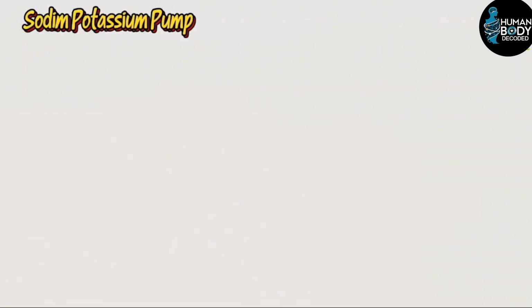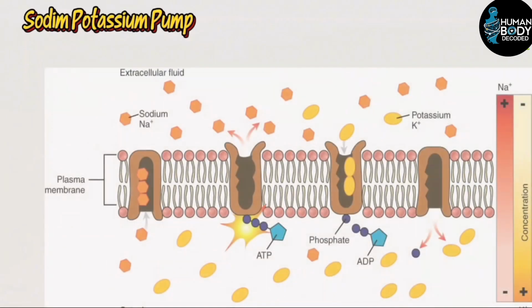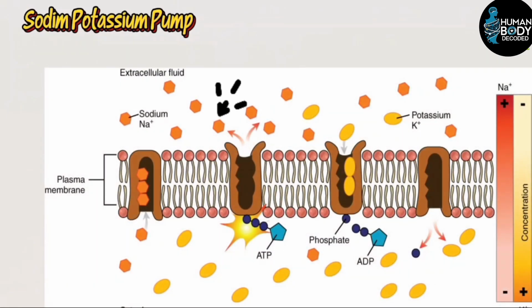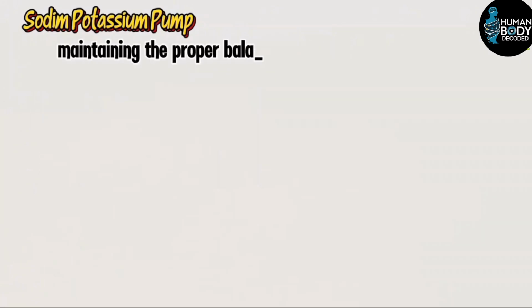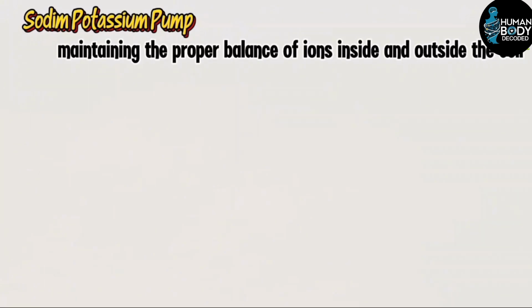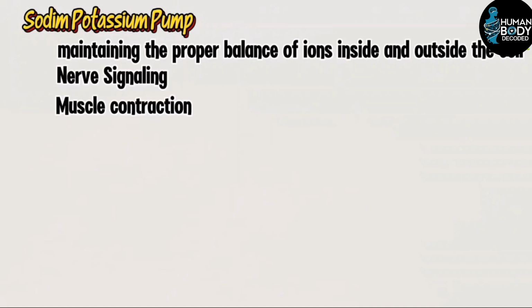One common example of active transport is the sodium-potassium pump. In this process, sodium ions are pumped out of the cell while potassium ions are pumped into the cell. Both ions are moving against their respective concentration gradients, and it requires ATP to power the pump. This process is vital for maintaining the proper balance of ions inside and outside the cell, and it plays a role in nerve signaling and muscle contraction.